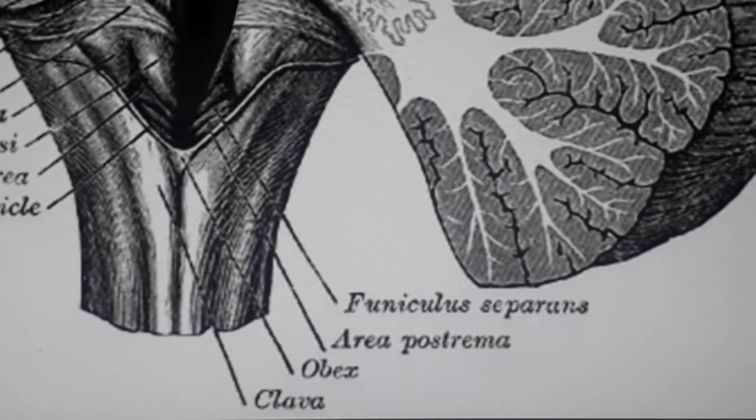Then you can see a thin white band of fibers which is known as taenia. These taeniae will inferiorly unite at an inferior angle forming the obex. So where the taeniae meet, that point is known as the obex, which forms the inferior angle.